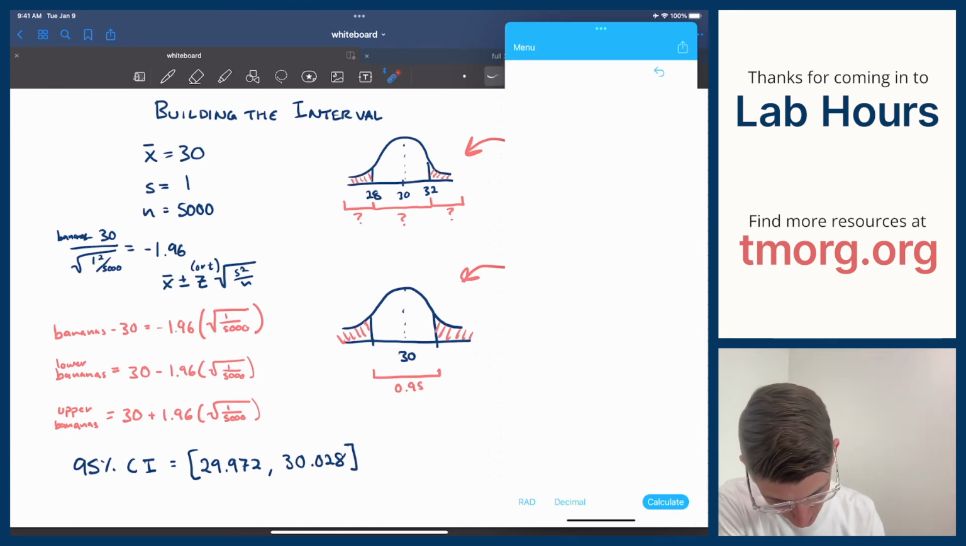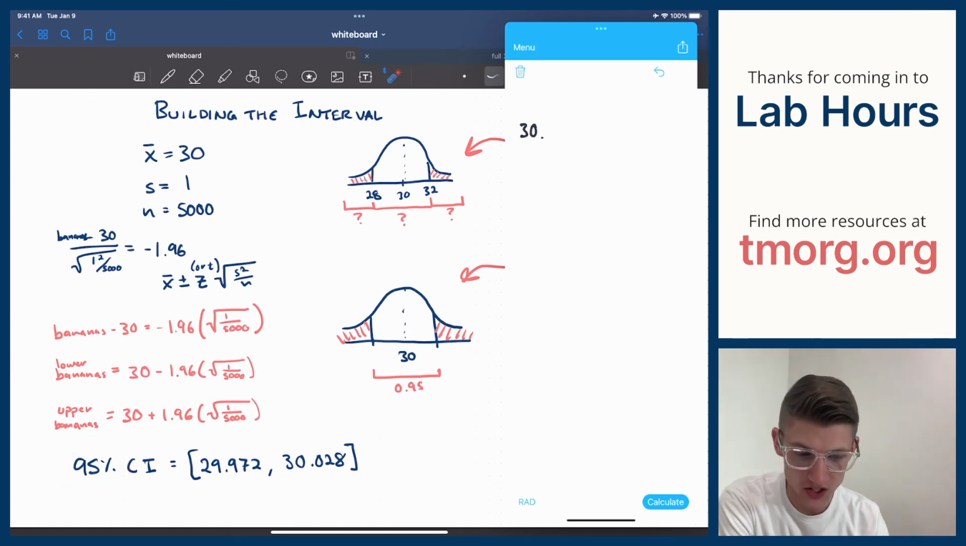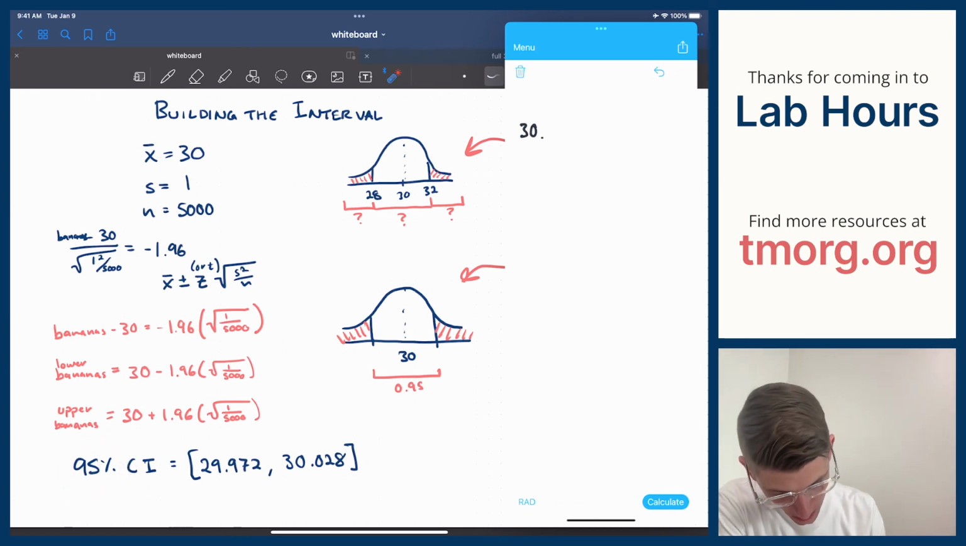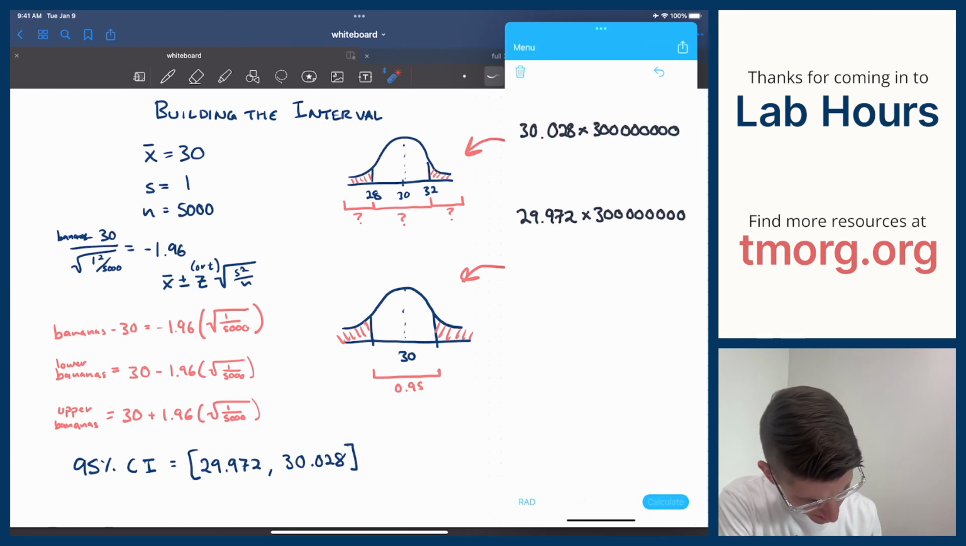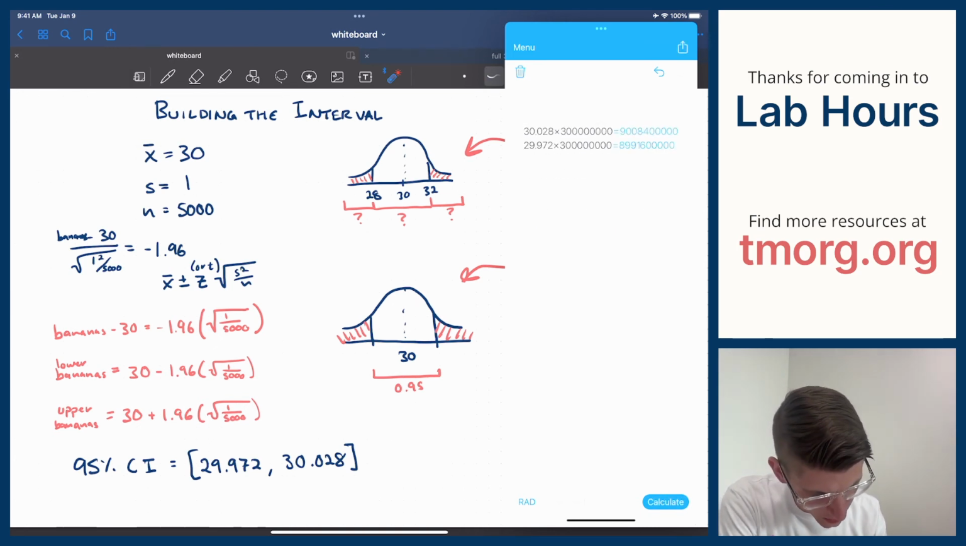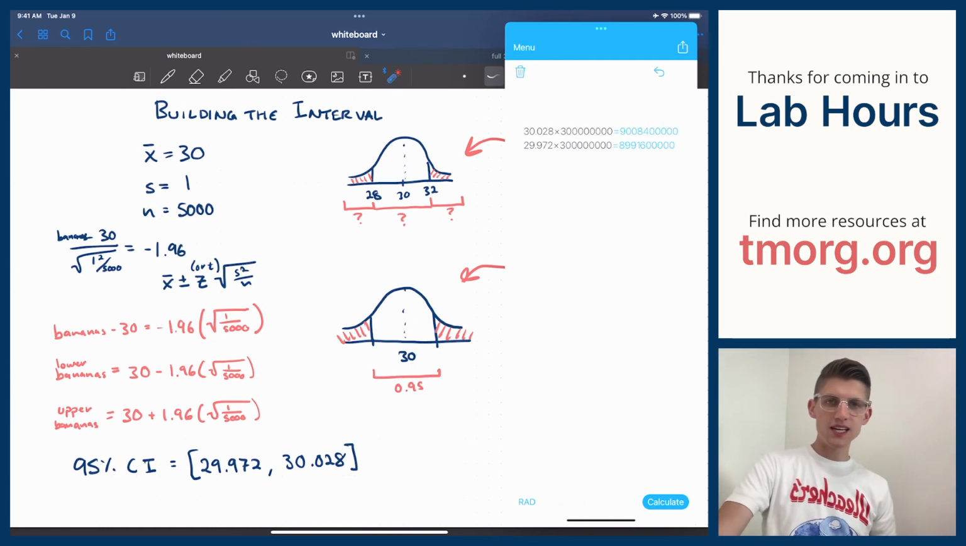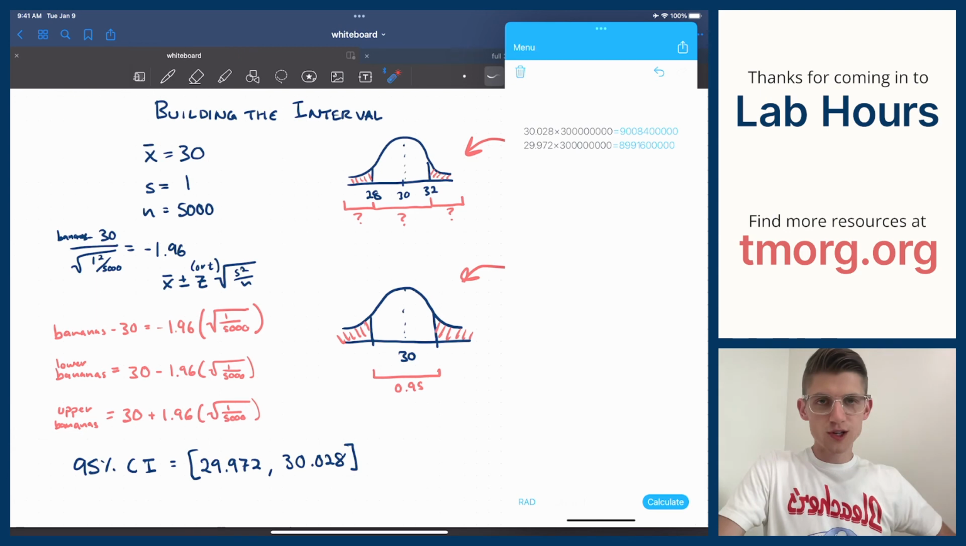But now looking at this, if I'm okay with adding a little bit more uncertainty, then I get to reap the reward of having a much narrower 29.972 times 300 million. Now the difference between those is only about a million. It's only about 1 2/3 million, right?